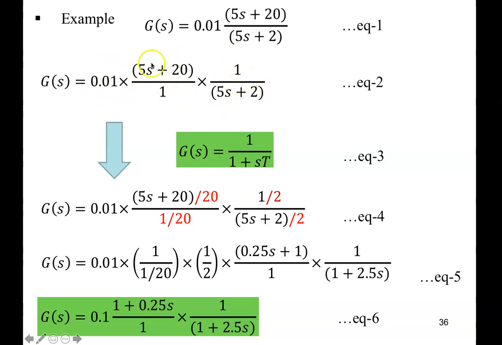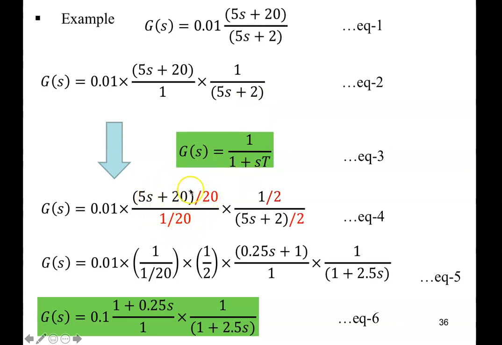But I need to make sure all the transfer functions for the individual subsystems are in the standard format like that. 1 over 1 plus s times a number. Okay? So for this, I'm going to divide every term by 20. For this, I'm going to divide everything by 2, because I want this 20 to be 1, I want that 2 to be 1. As the standard format, we have a 1 plus something. Okay?